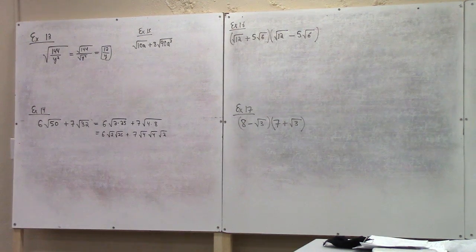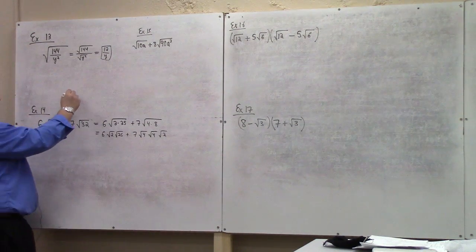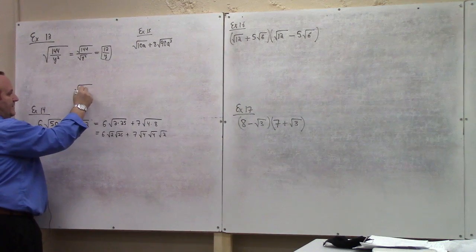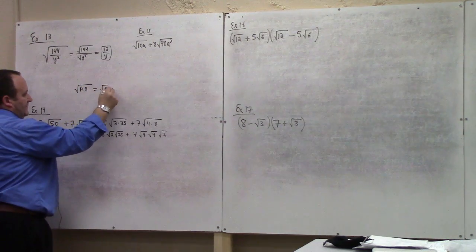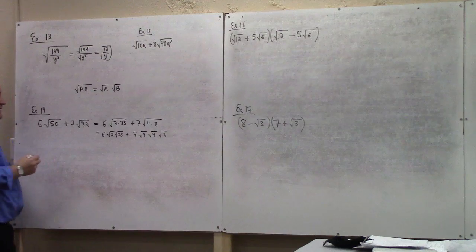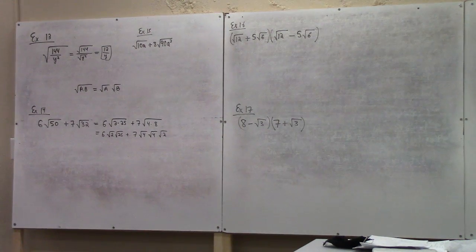So look at the factorizations of the numbers, and you can use this basic identity I keep using. The square root of a times b is the square root of a times the square root of b. Now, that's true as long as a and b are non-negative. That's certainly the case here, right?